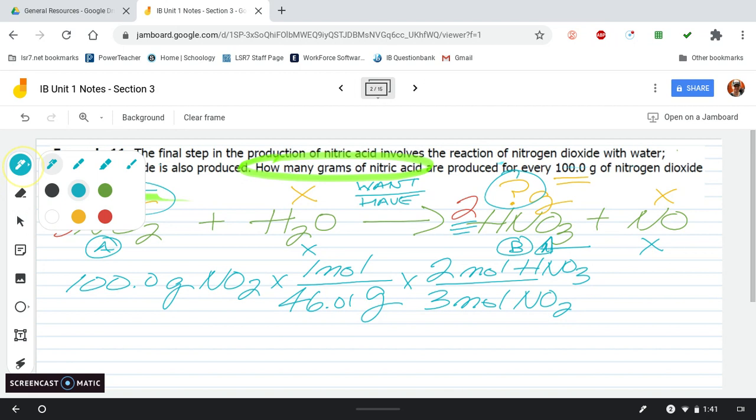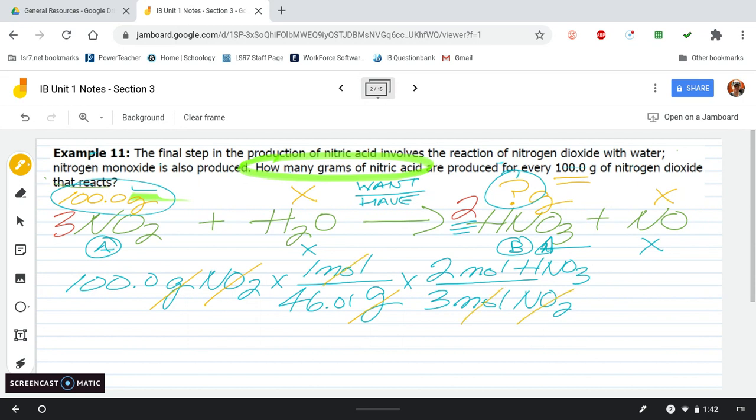So if we're looking at canceling, we're going to have grams are gone, top and bottom. NO2 is gone, top and bottom. Moles are gone. So now we got moles of HNO3, moles of nitric acid. So if this word right here, grams, was replaced with how many moles, then we would stop right now. But they want grams, so we have to do that third step, that extra step. So just one more conversion factor right here. We want grams, so they go on top. We don't want these moles anymore, so they go on bottom.